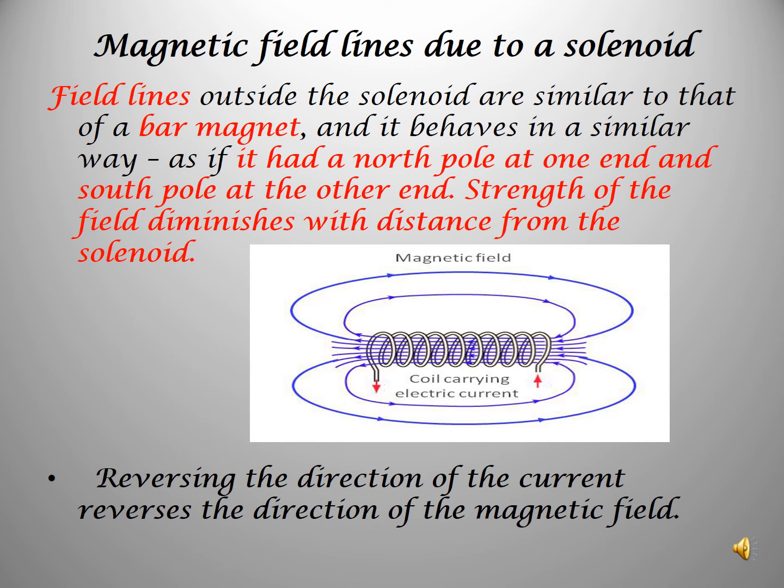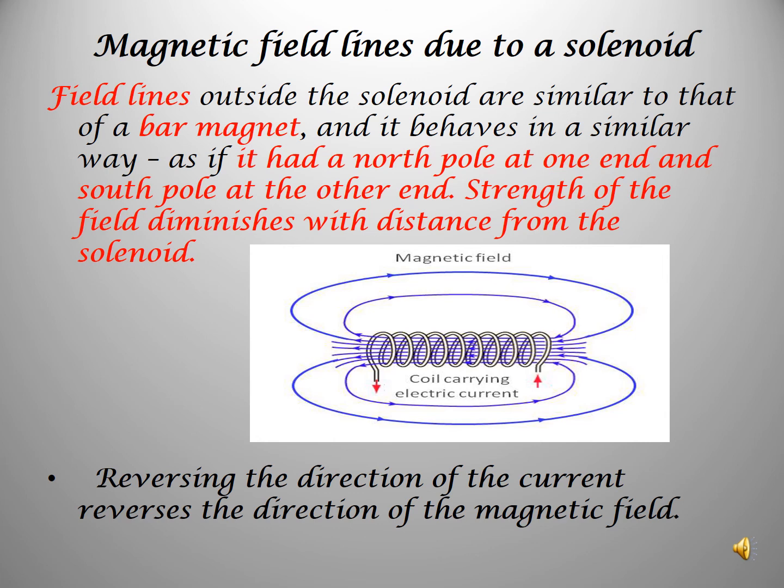Magnetic field lines due to a solenoid. If you can recollect the magnetic field lines produced by a bar magnet, a similar pattern of magnetic field lines will be obtained due to a current carrying solenoid. Field lines outside the solenoid are similar to that of a bar magnet. It behaves in a similar way as if it had a north pole at one end and south pole at the other end. Strength of the field diminishes with distance from the solenoid.